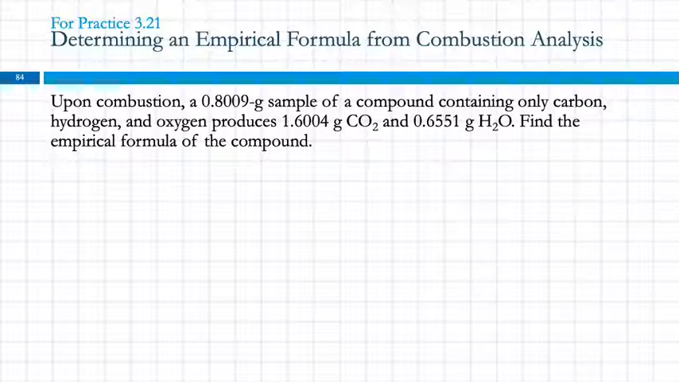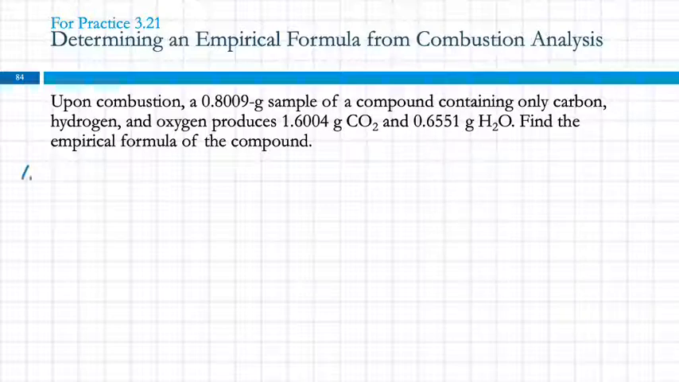So we're going to do a very similar thing. We take the mass of CO2, find moles of carbon. From the mass of water, find the moles of hydrogen. But to find the oxygen, we're going to have to subtract, because that can't be measured directly. So let's just start and figure it out as we go along.